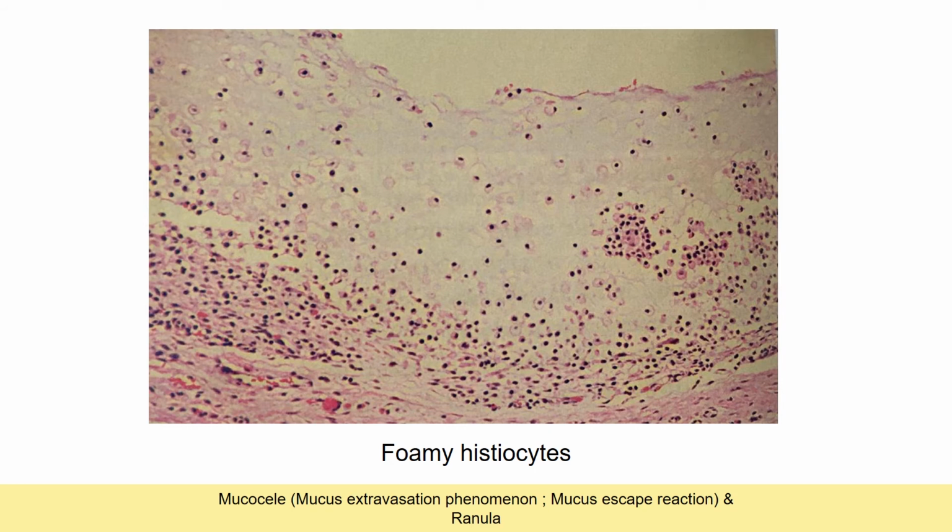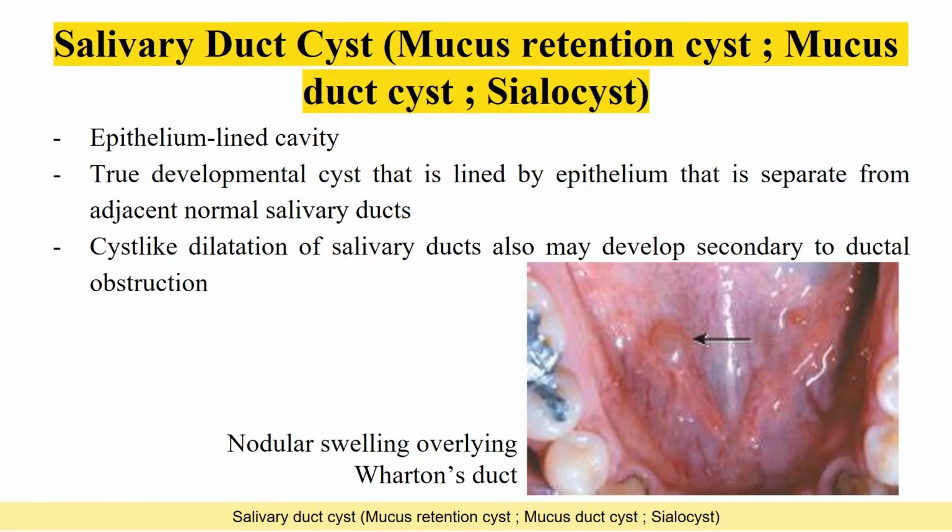Now moving on to the last salivary cyst that we're going to discuss today, which is the salivary duct cyst, or the mucus retention cyst, or the mucus duct cyst, or sialocyst. It is an epithelium-lined cavity and it is a true developmental cyst that is lined by epithelium that is separate from the adjacent normal salivary duct. The cyst-like dilatations of the salivary duct also may develop secondary to ductal obstruction.